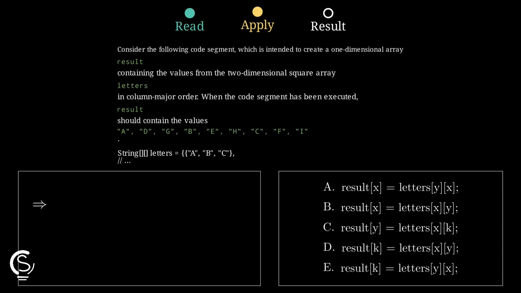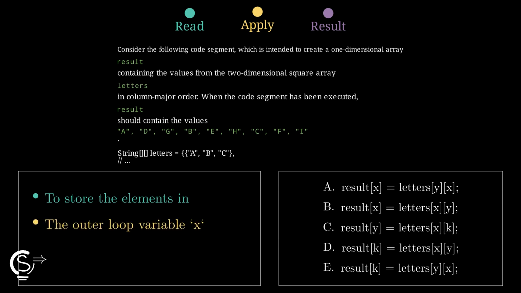The outer loop variable x represents our current column, while the inner loop variable y tracks the row. We need to access the element at row y in column x now. Assign letters at row y in column x to result index k for each column x. This makes option E the perfect choice.